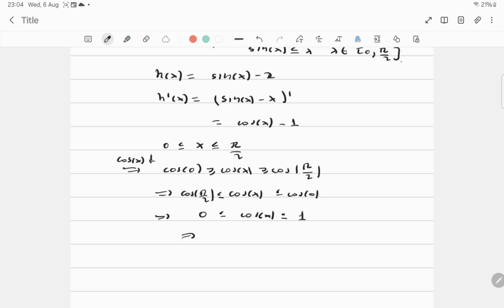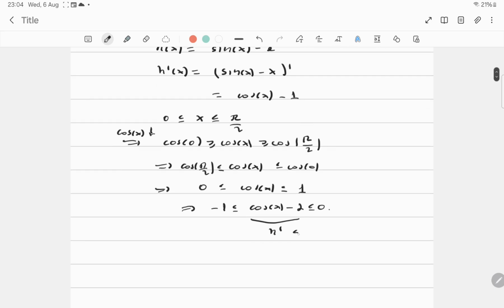Now take away 1. I have cos x minus 1 less than or equal to 0. So that part here is my derivative: h prime is less than or equal to 0. So h is a monotonically decreasing function for every x in 0 to pi over 2.